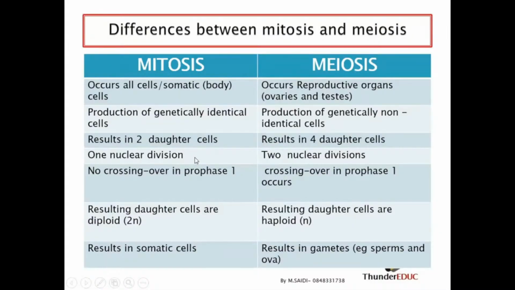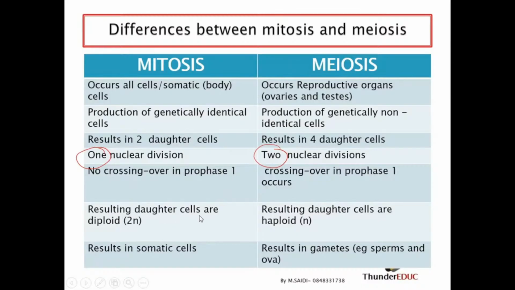Then you have 1 nuclear division. We don't have mitosis 1 and mitosis 2. So it means that the nucleus divides once. That's why we say 1 nuclear division. Well, here we have 2 nuclear divisions. Here we have crossing over in Prophase I, while there is no crossing over in Prophase I in mitosis. That's why they are always identical. While in meiosis, there is crossing over which takes place in Prophase I.